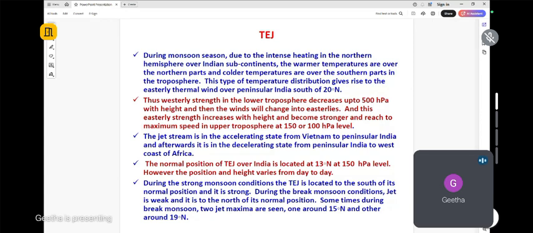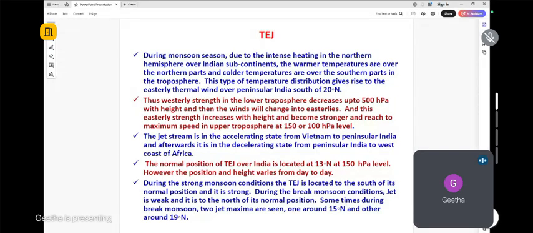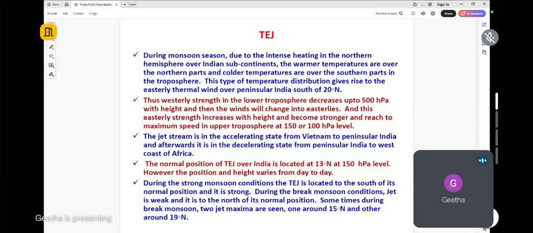So at the lower levels, it will reduce the westerly wind speeds, and then at upper levels where there is no monsoon flow, the winds are all easterly. This thermal wind will add. So the net wind speeds keep on increasing at 150 HPA level. They will be very strong, and then they become the tropical easterly jet. And their location is along 13 degree north, roughly along Chennai latitude at 150 HPA level.